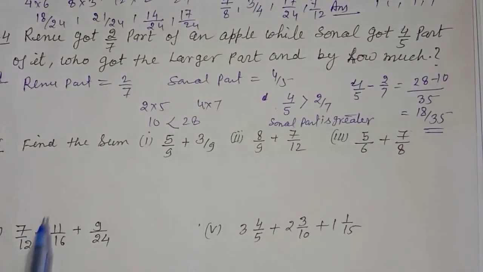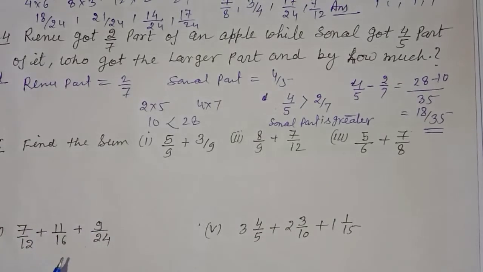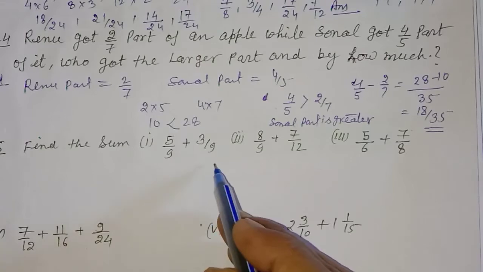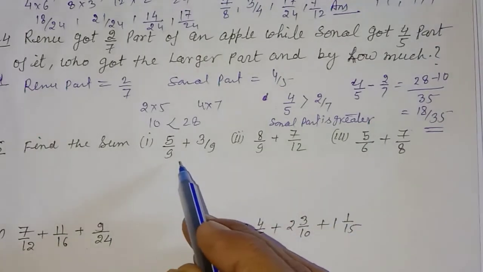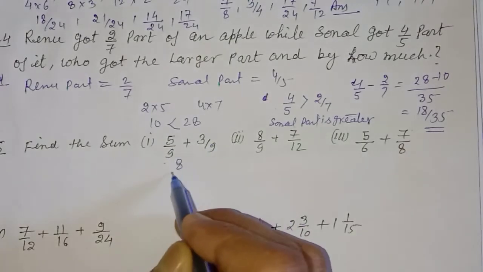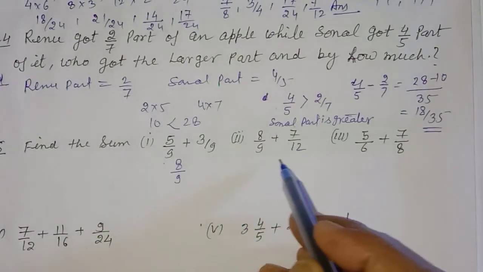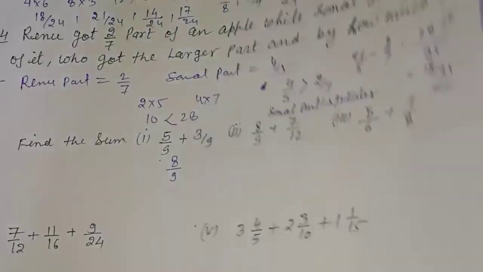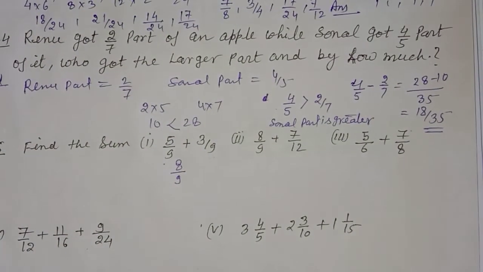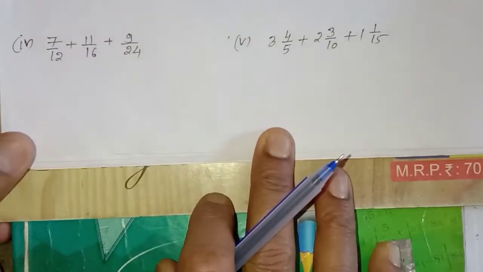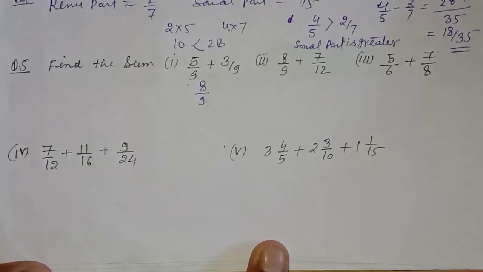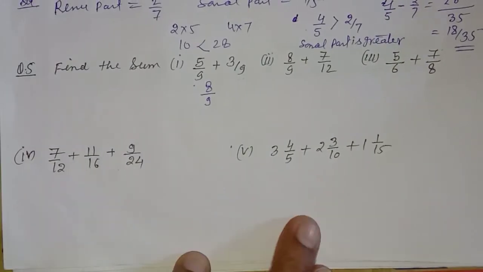Now find the sum. So students, you can find it easily by taking the LCM. Here students, the denominator is the same, so the answer is 5 plus 3, 8/9. Now students, here you can take the LCM or make the denominators the same and solve them. And students, I will solve question number 4.